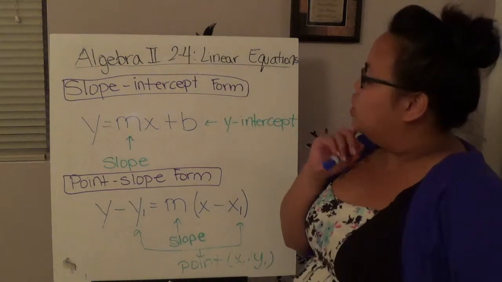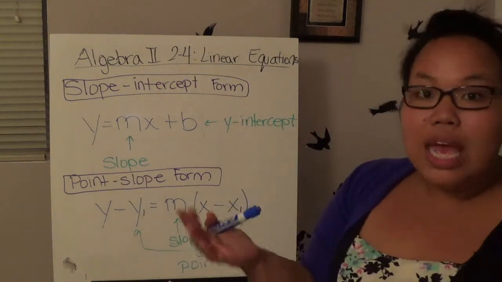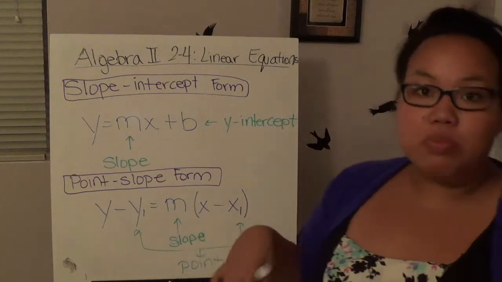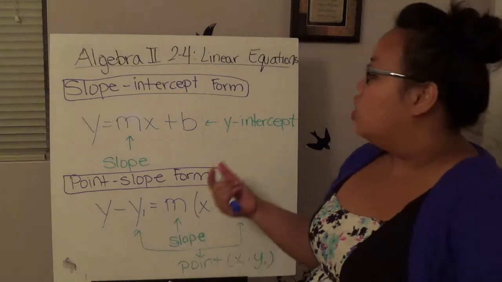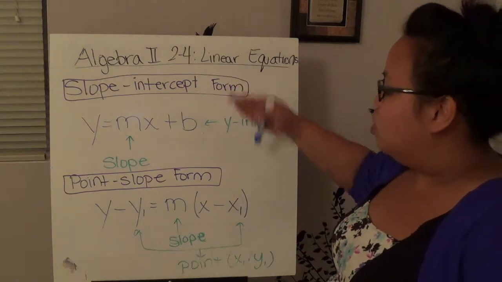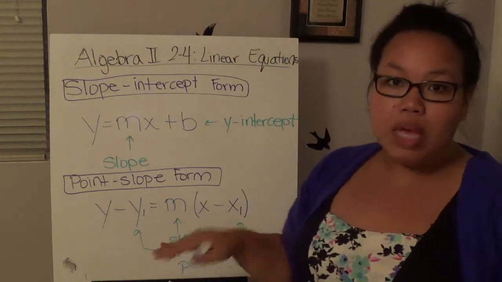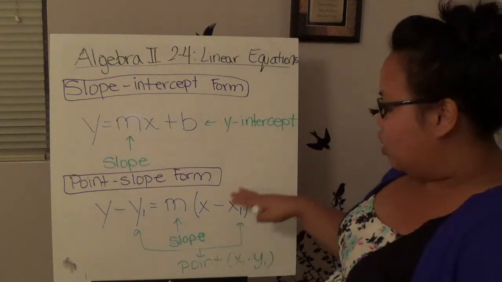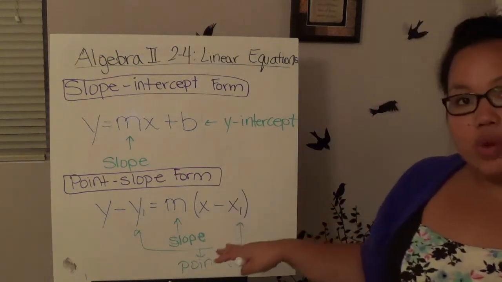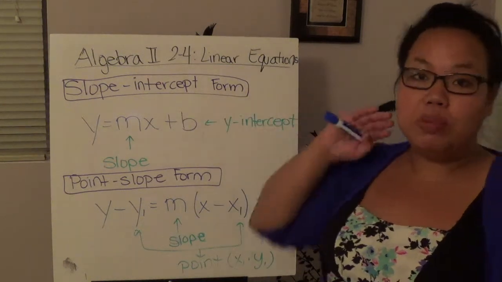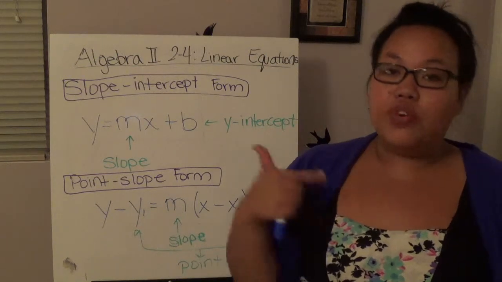In Algebra 2, Section 2.4 is linear equations, and this is going to be our last section before your mid-chapter test. They're introducing two different forms, slope-intercept form and point-slope form. It's important that you understand that point-slope form is an important equation, but if you can master slope-intercept form, you will be perfectly fine for your SATs, for your testing.